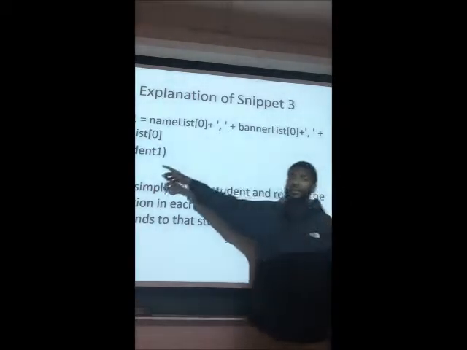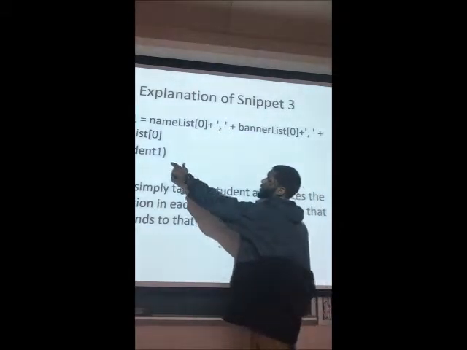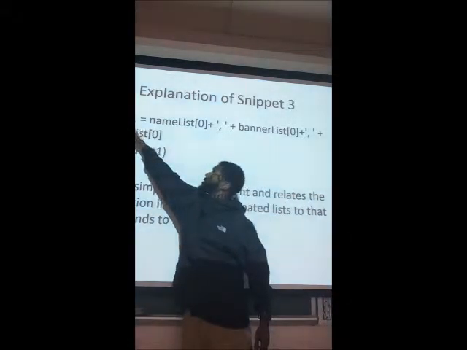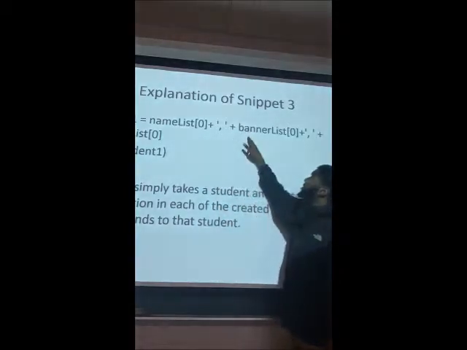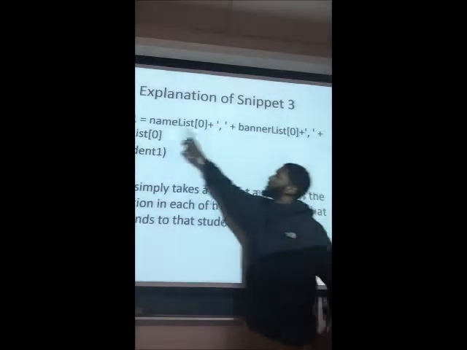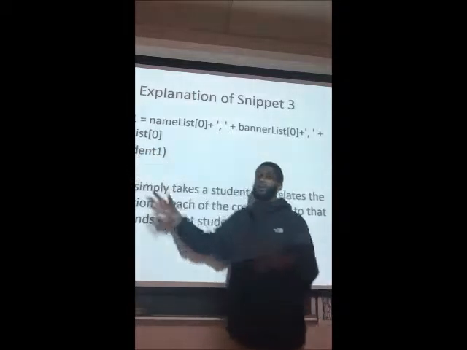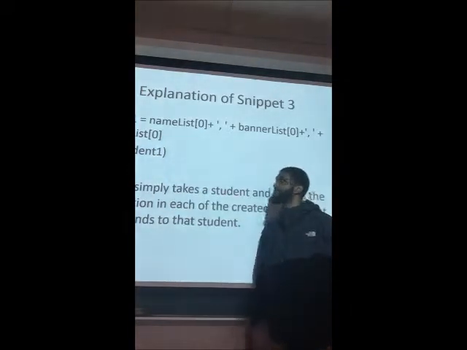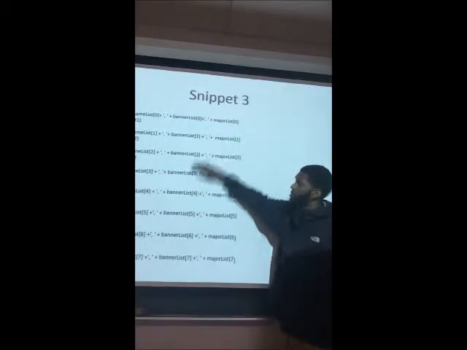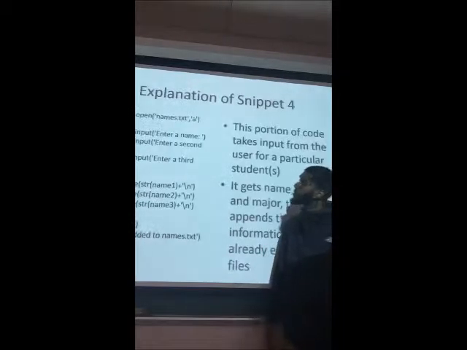Now that the data is in the lists, this little portion of the code is taking the first student, taking the first piece of information in the names list, the first piece of information in the banner list, and the first piece of information in the major list, relating it all to that student, and then printing that information. And this just shows you how we had the 8 students.